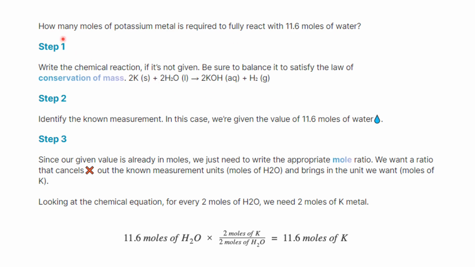The next thing is, you can see that the moles of potassium metal we need to calculate, and the moles of water is given. So basically we need to connect the moles of potassium metal with the moles of water. Since the given value is already in moles, we just need to write the appropriate mole ratio. You can see the ratio between potassium and water: 2 moles of potassium is reacting with 2 moles of water. So we will write divided by 2 moles of water, and we will write 11.6 moles of water here, and multiply this with the ratio, and we will get 11.6 moles of potassium.